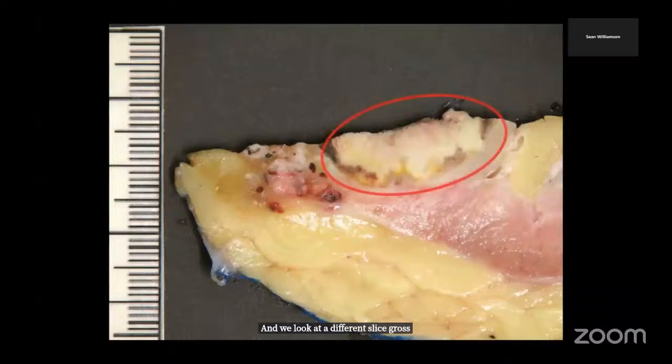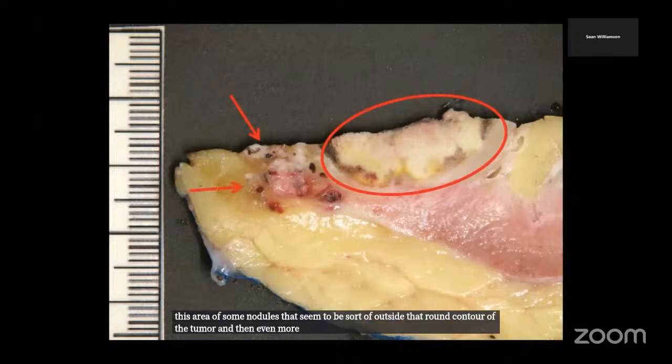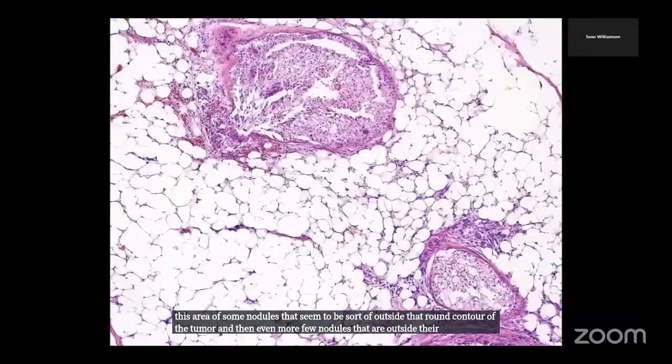Again, there's the tumor, this area of some nodules that seem to be sort of outside that round contour of the tumor, and then even a few more nodules that are outside there, kind of satellite floating in the fat. And again, the microscopic correlate here was that there were small nodules of chromophobe renal cell carcinoma out in the fat. So I interpreted that as perinephric fat involvement.